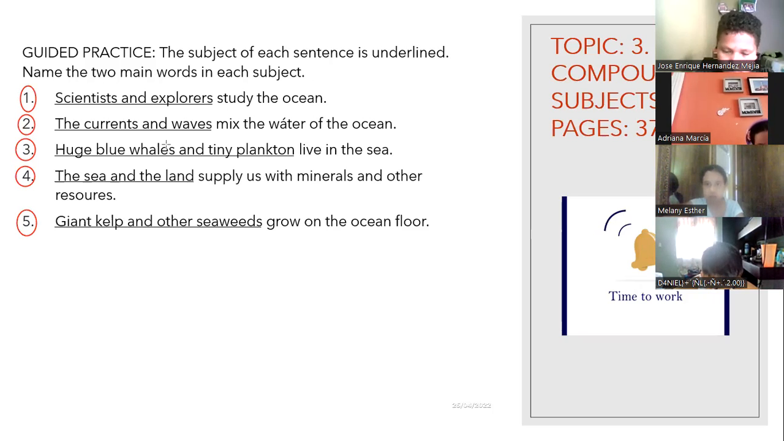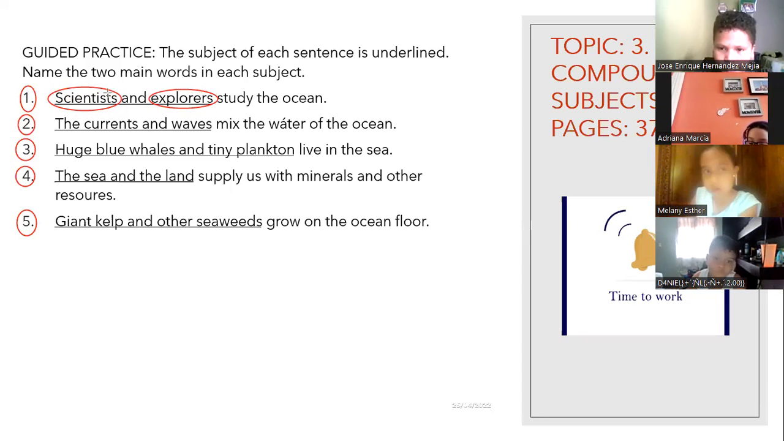Class? The two nouns. Scientists and explorers. And explorers, exactly. So in your notebook, you have to circle scientists and explorers. You copy scientists and explorers. So these two are the compound subject, scientists and explorers.